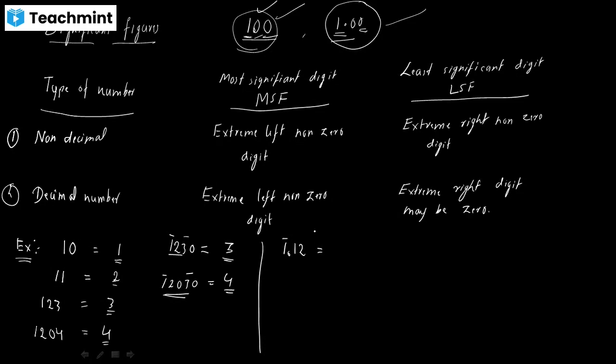That is 1. Extreme right digit? Maybe 0. Whether it is 0 now? No, it is not 0 actually, but it is a digit. So how many digits are there? Totally 3. So what is the significant figure? 3. Did you understand?